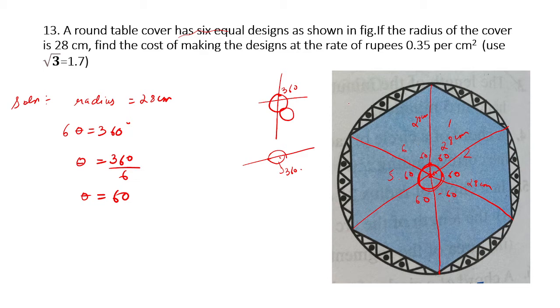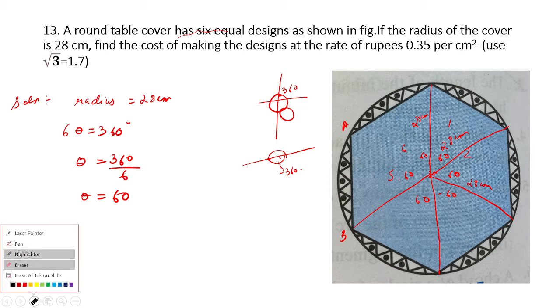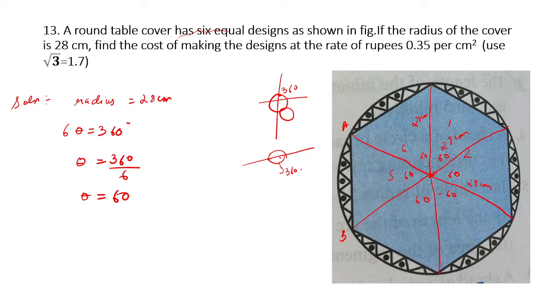Now let me consider one triangle. I'll consider this triangle A, B, and O. Let me consider this center point as O and this as P, okay? So AOB is a triangle, APB is another triangle. We're asked to find the cost of making the designs. So this is the design we're talking about. Only this area is the design, because the other part is all plain. There's no design on this plain surface, right? So only this design we're talking about. If you just focus, this is a segment, right? So you get an idea of what we have to find.